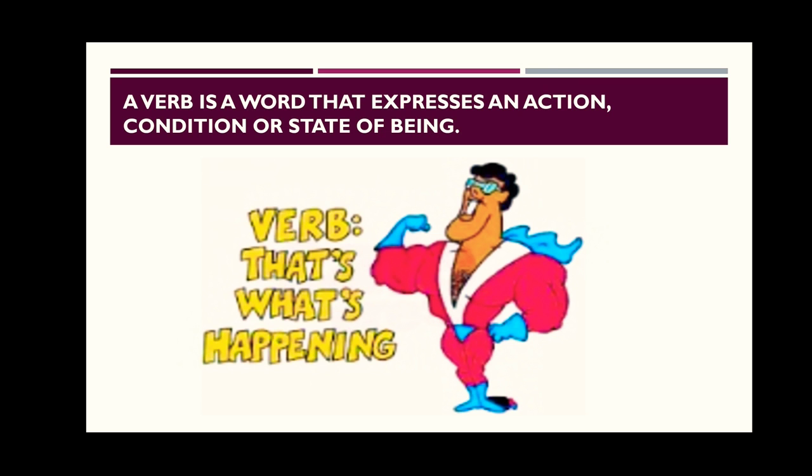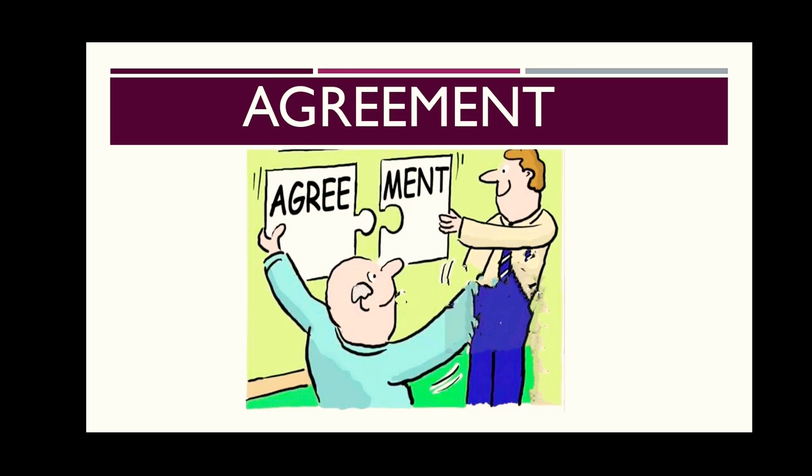Now we will revise what a verb is. A verb is a word that expresses an action, condition or state of being. Or in another way, I can say that what's happening is a verb. Now we have just revised subject and verb.